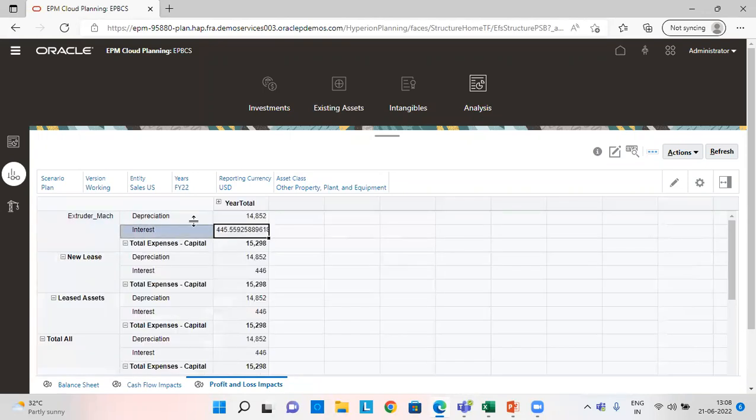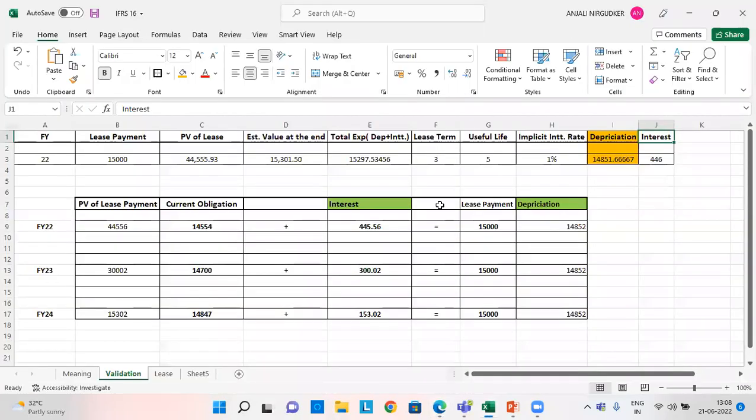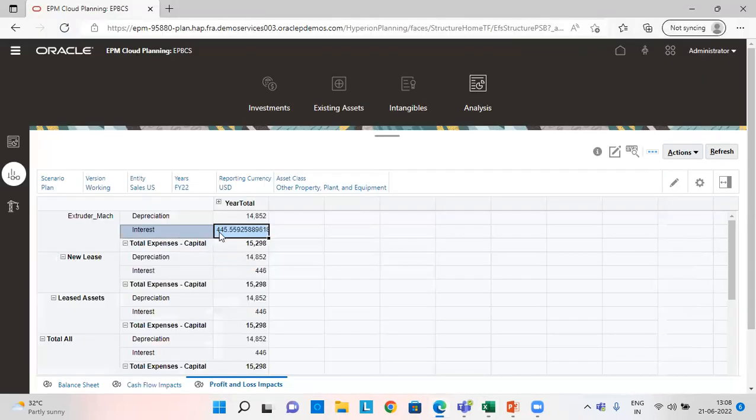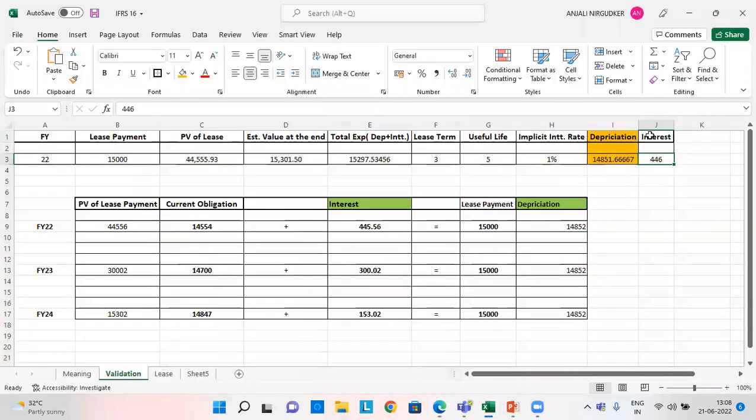Extruder machine depreciation amount, which comes to 445.55, we round it off to 446. So this is the interest amount. This also gets validated. Let's color mark this area. So interest is validated. These figures for FY22 get validated for depreciation and interest.